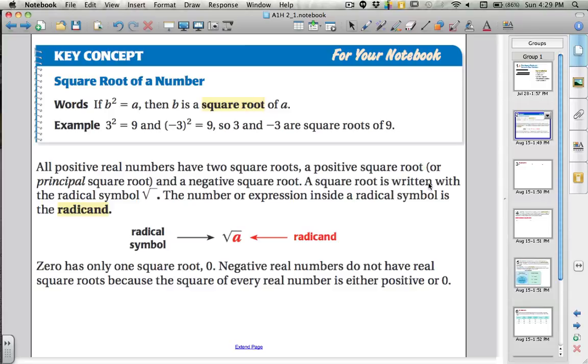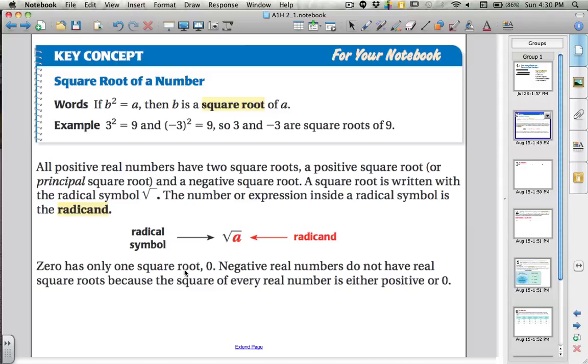A square root is written with a radical symbol, so in radical notation. There are other types of notation, so it can also be written as an exponent, but in this case we're going to be working with radical notation. You use the radical symbol, and the number or expression inside the radical symbol is called the radicand. So here we would read this as the square root of a, and a is the radicand.